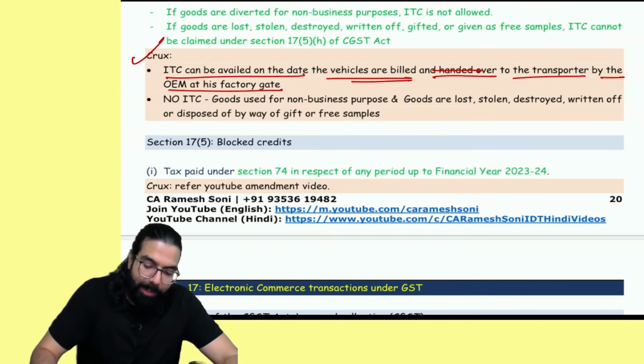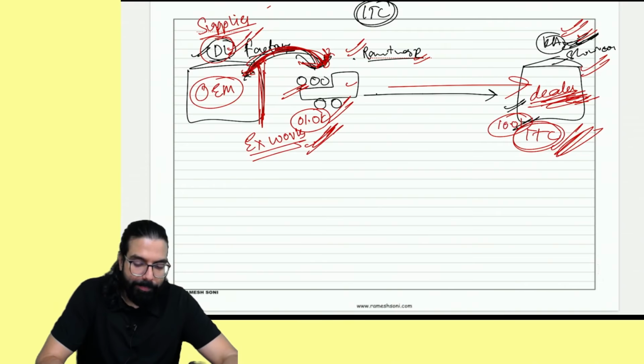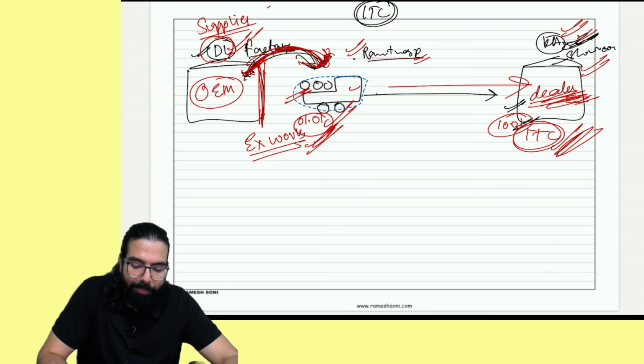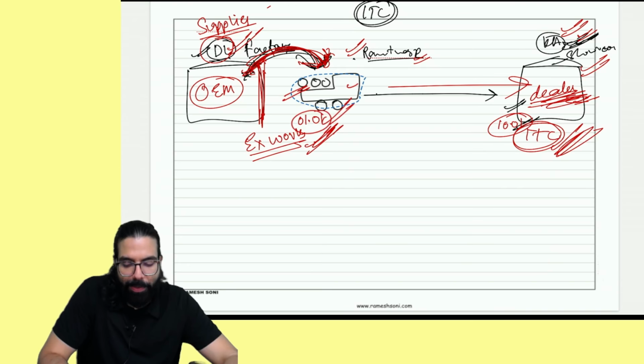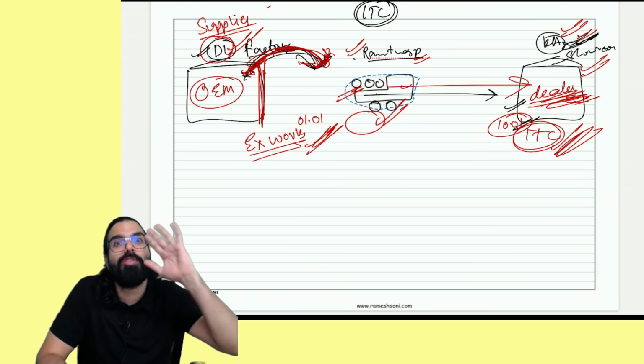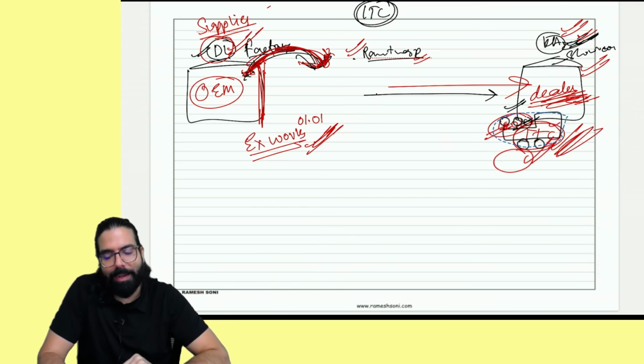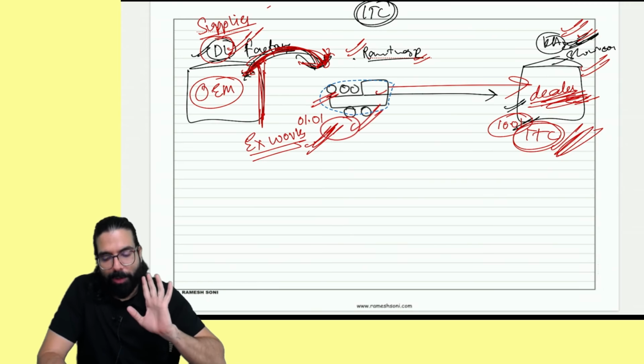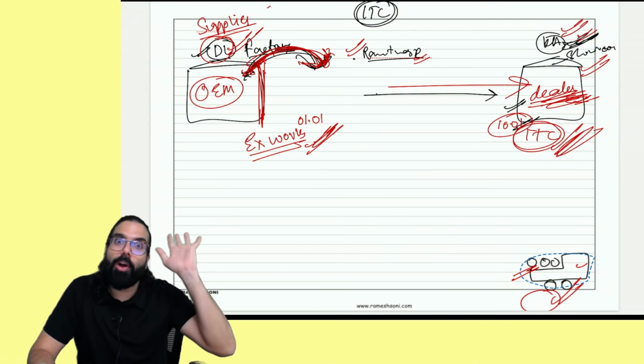Yes, sir, this point is clear. And now you tell me one thing. Supposing the goods are handed over here and I took the credit first. What if later, while the goods were coming on the way, goods are lost or stolen? Then, I can't take the ITC. Okay? If the goods got lost, stolen, then ITC is gone.